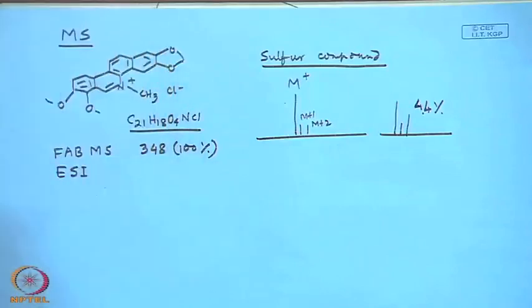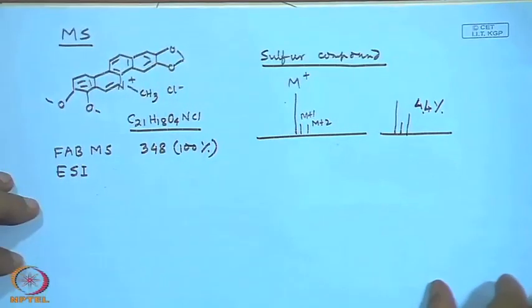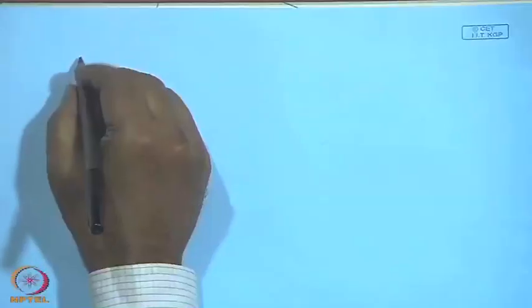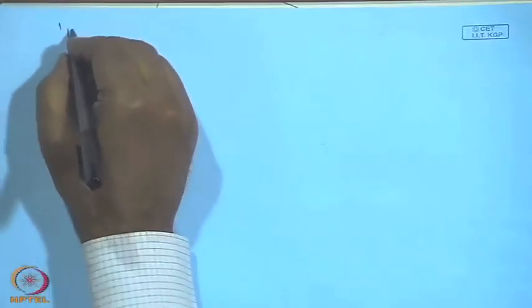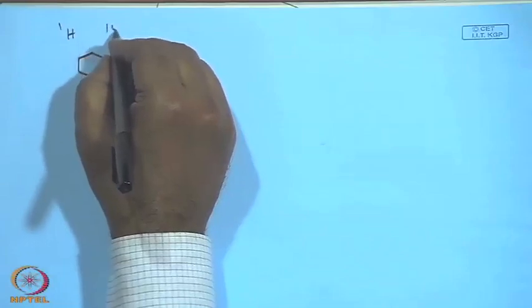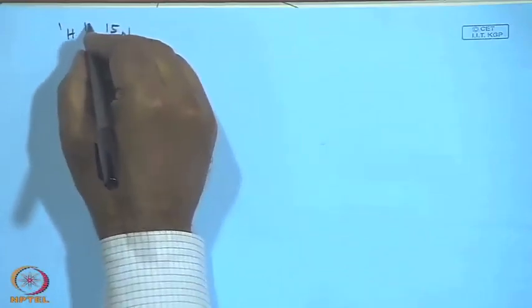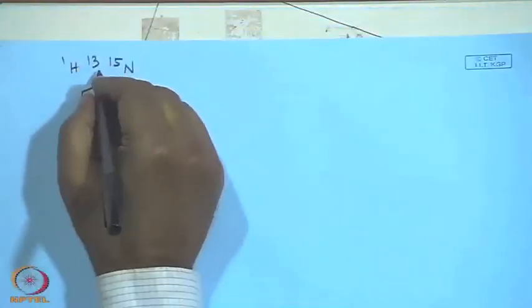And then the next thing is proton NMR. Proton NMR, how do you distinguish? Okay, let us say I will give you a problem in NMR. So, you have proton and then 15N NMR and of course, the carbon NMR, right, carbon NMR.